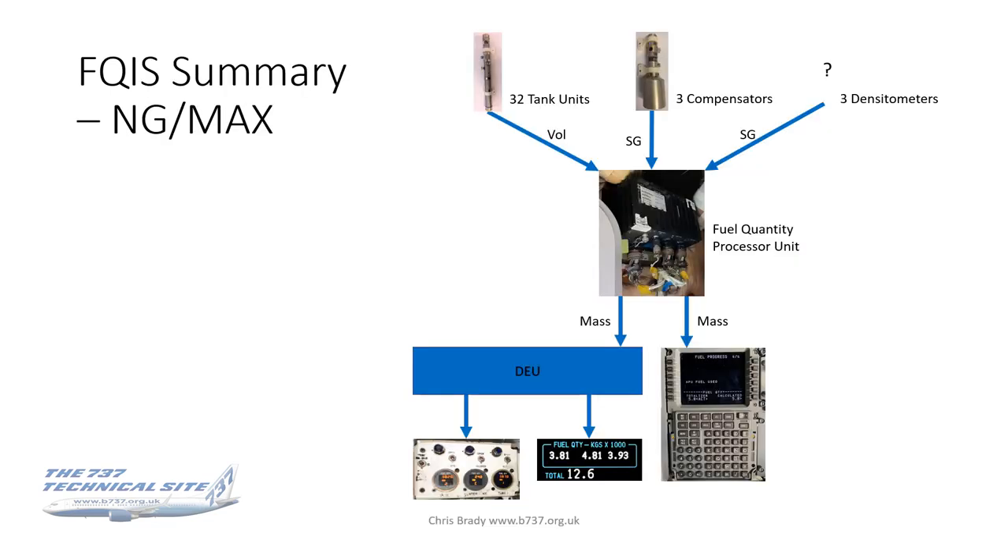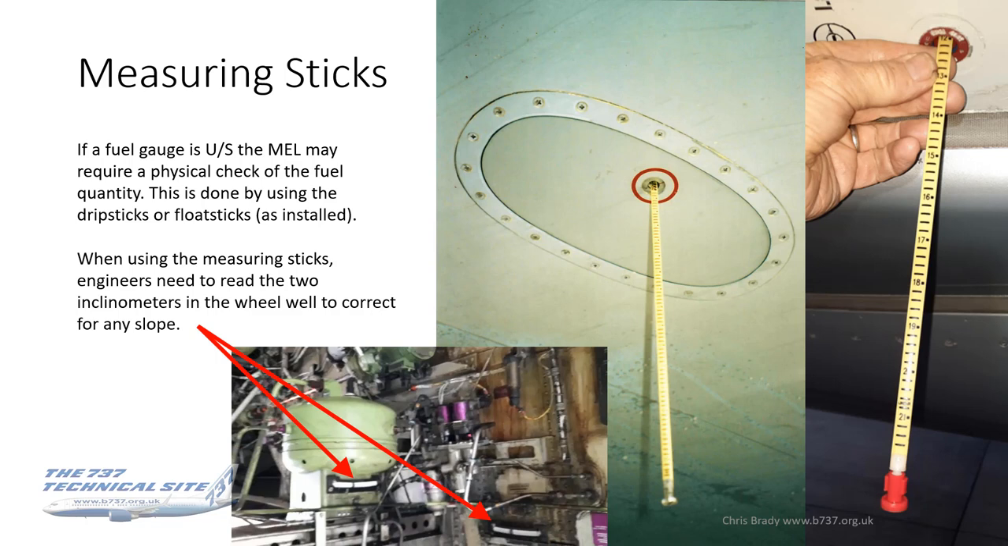So just to summarize on those last half dozen slides or whatever it's been, there are 32 tank units, three compensators and three densiometers, which I haven't photographed. They only look like a box in the bottom of the fuel tank. The tank units give you volume. The compensators and densiometers give an SG. That all goes into the fuel quantity processor unit, which spits out a mass, which is displayed on the FMC, the fuel gauges, and the refueling panel out on the wing. So that's it. That's how it all fits together. If all of that goes south, then you've got measuring sticks.